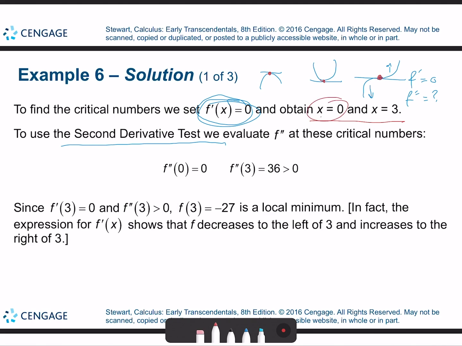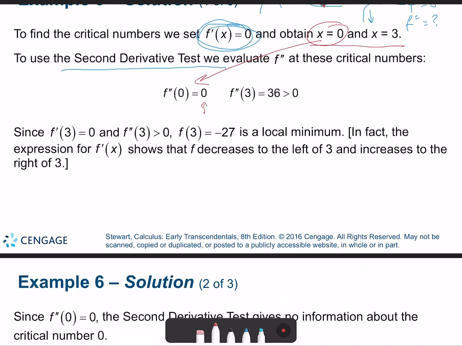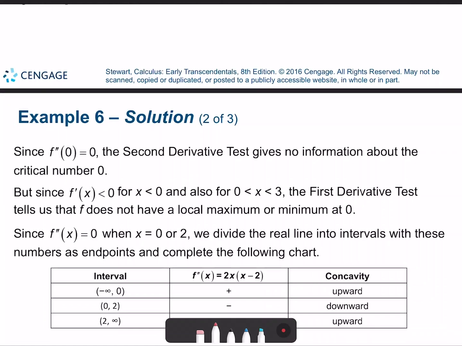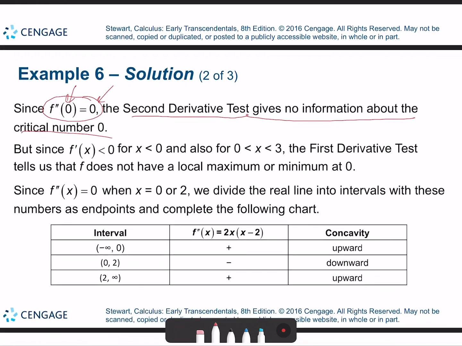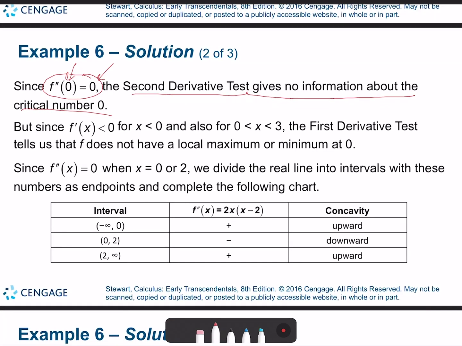We take the x value of 0 and we plug it into our second derivative, and we get an answer, so to speak, of 0. What does concavity 0 indicate? Since the second derivative, when x equals 0, returned a 0, the second derivative test gives no information about that critical number. So how am I supposed to make a determination about what's going on at that point that has an x-coordinate of 0? Well, we can go back and look more closely at the first derivative.